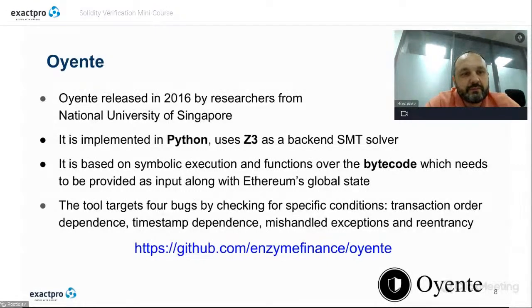The idea is that it's based on symbolic execution over the bytecode. That's really important. We'll speak about it in a couple of minutes. You provide to this tool both the source code and bytecode. Then the tool targets 4 different types of bugs: transaction order dependency, timestamp dependency, mishandled exceptions, and reentrancy.